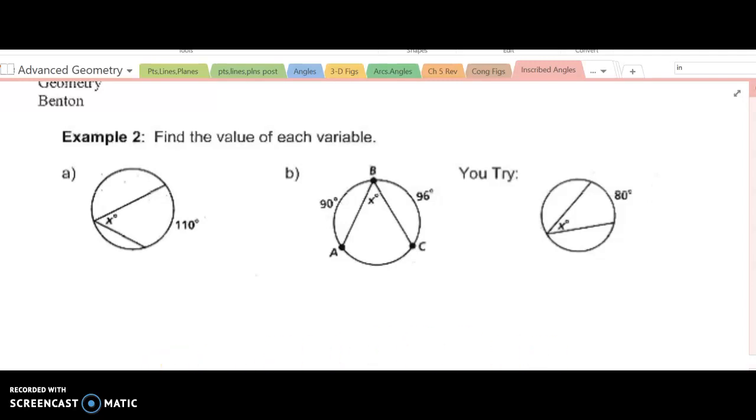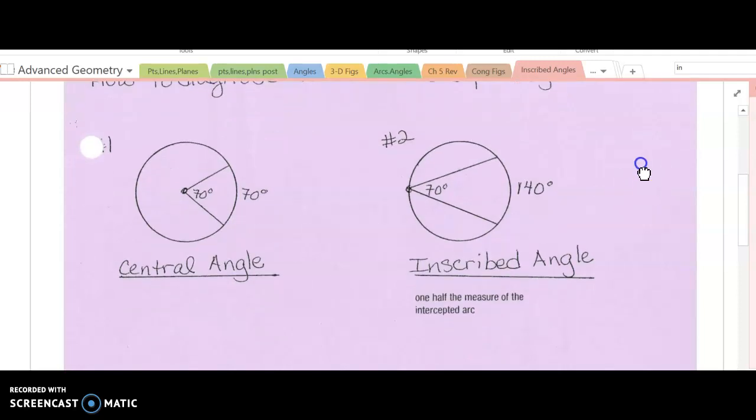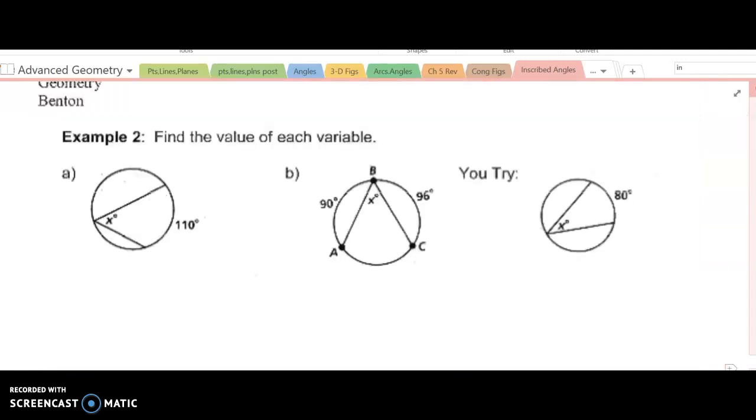So in example 2, we're going to focus on this inscribed angle strategy, the fact that the inscribed angle is half of its intercepted arc. And so if we go to example 2, then we know that angle X, for example, will just be 55 because it's half of 110.